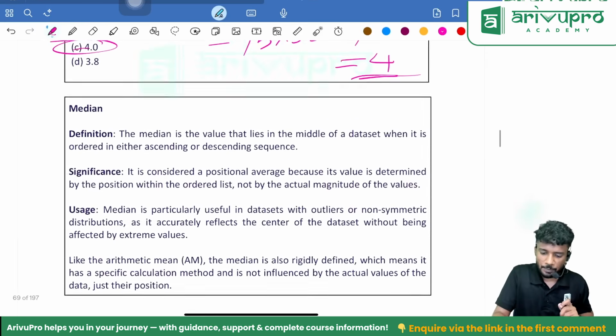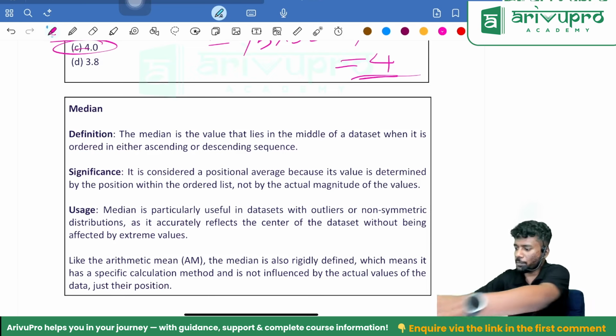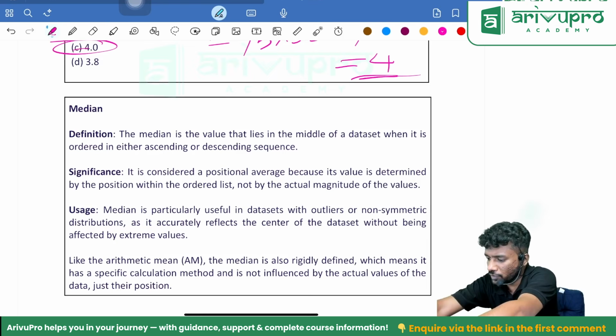First, median. Then there is other partition. A median will divide a set of observations into how many parts? 2 parts. Partition will divide it into how many parts? We don't know. We need to check how many parts. Now, one by one, we will see.